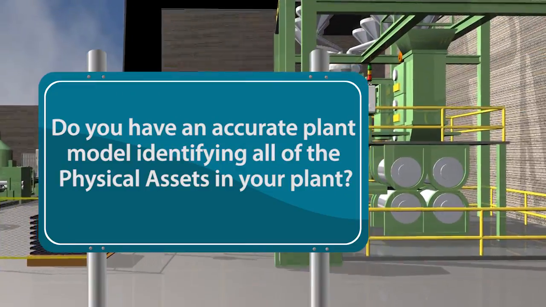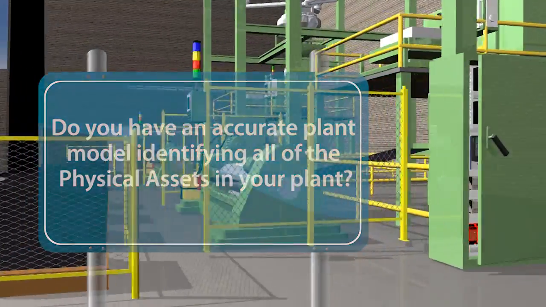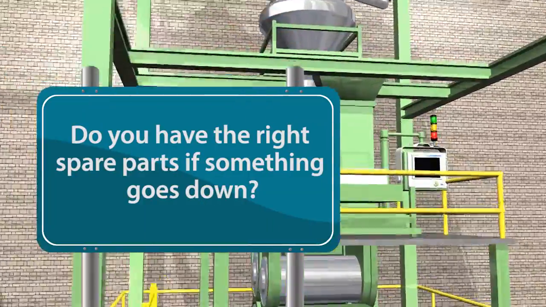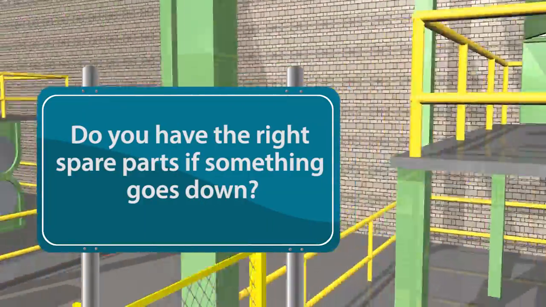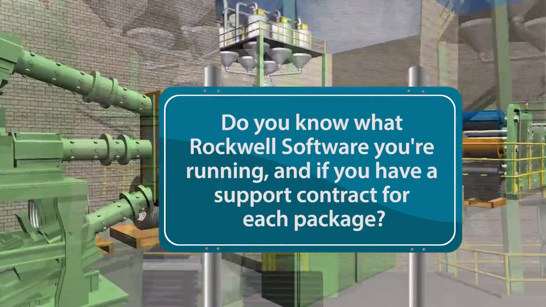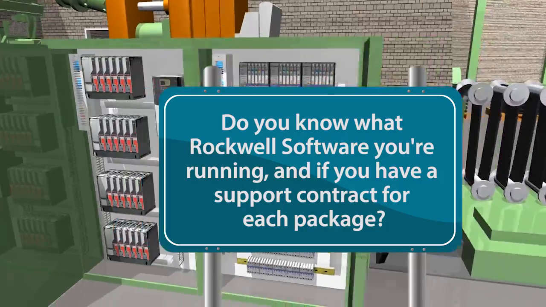Do you have an accurate plant model that identifies your physical assets? Do you know your obsolescence risk? What if a line goes down? Do you have the parts you need to get it back online quickly? Do you know what Rockwell software is running on your computers and whether you have support for these software packages?